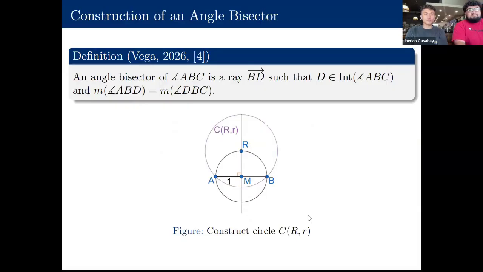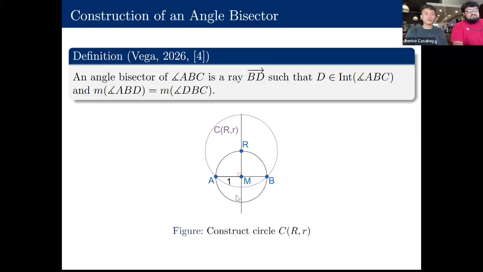So now we are going to elaborate further on constructible angles. We're going to show how to determine more angles that are constructible. One way to do this is by constructing the angle bisector of an angle. Using the definition from Math 161, an angle bisector of the angle ABC is a ray BD such that D is in the interior of the angle ABC, and the measure of the angle ABD is equal to the measure of the angle DBC.